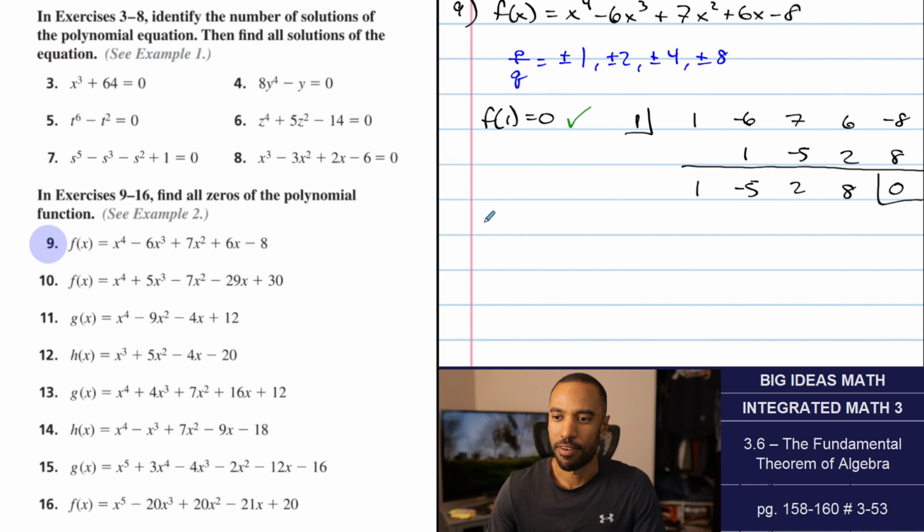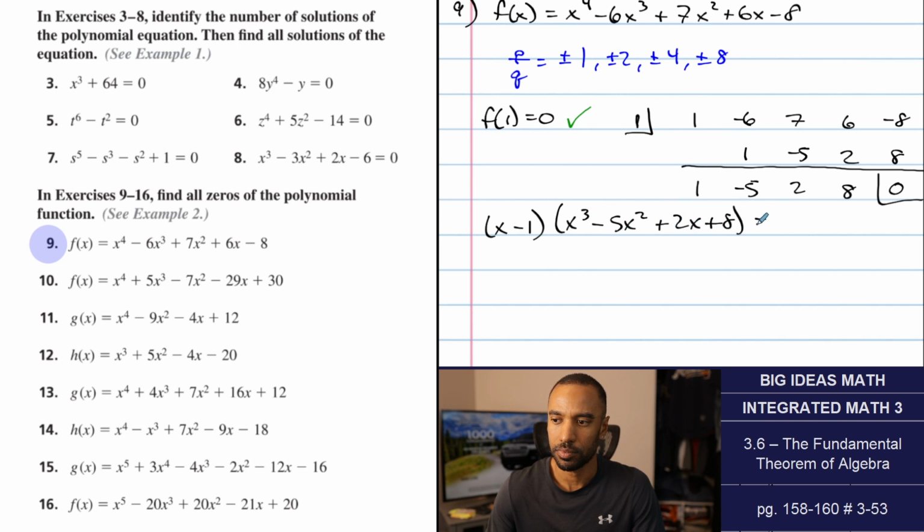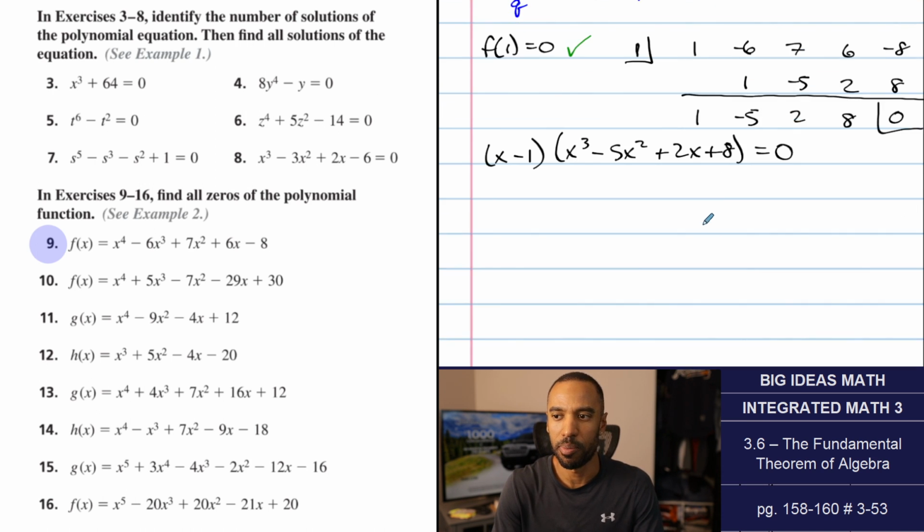So when I factor this out, this turns into, and by the way, I'm setting it equal to 0 now. They said find the zeros. We set y equal to 0. x minus 1 is one of the factors. The other factor is x cubed minus 5x squared plus 2x plus 8. Now we want to operate on this guy. Unfortunately, not factorable by grouping.